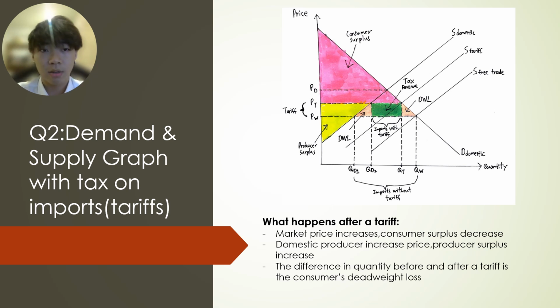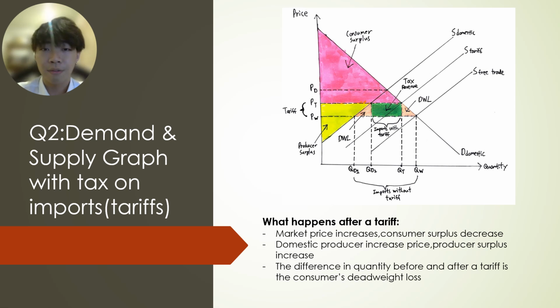And since the market price of imported goods increased, domestic producers can now sell at a higher price because tariffs limit the competition from imported goods, and this gives them more control over the market, therefore leading to an increase in producer surplus. The producer surplus is highlighted in yellow. With the implementation of tariffs, the government will benefit because tax revenue will be collected by them when imported goods are sold, which is highlighted in green.